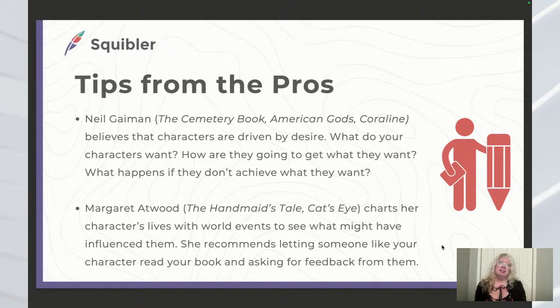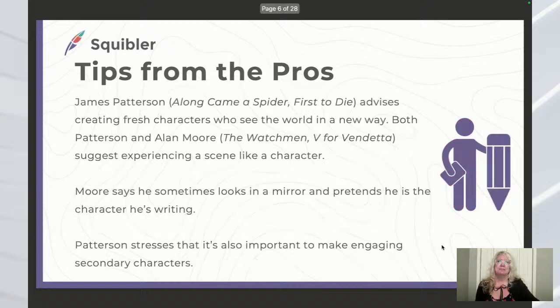She also recommends letting someone who is like your character read your book and get feedback from them. So perhaps you have a character who might be very anxious or very angry. You can ask someone with those same characteristics to read your novel or your script and give you some feedback. James Patterson advises that we should create fresh characters who see the world in a new way. So you're not writing just some kind of stereotype of how we think people act. And both Patterson and Alan Moore suggest experiencing a scene like a character. Moore says he even sometimes looks in a mirror and pretends he is the character he's writing, which might be an interesting exercise for you as you're developing your characters.